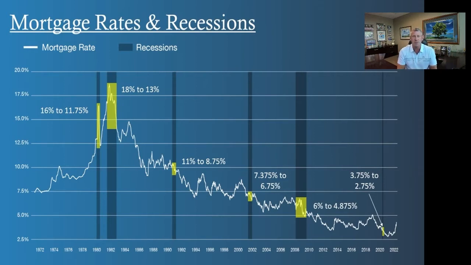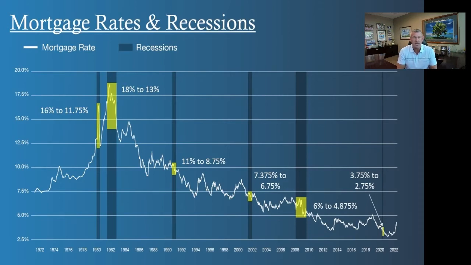So we can go back to 1980 here. And again, the blue vertical lines are our recessionary periods. White is the mortgage interest rates. And what we're seeing during these recessionary times is that interest rates have increased at the beginning of the recession. But in order to get out of the recession, the Fed has to step in and lower interest rates to stimulate spending, stimulate the economy moving forward.